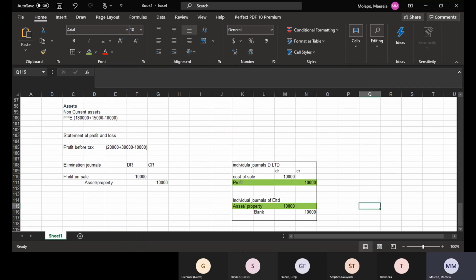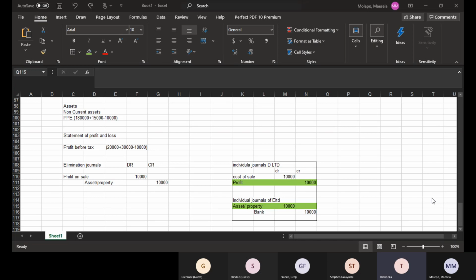So up to so far, is there anyone who has a question? Question? We are all clear. I will start with you, Tandega. So far, yes. Okay. Stephen, are you clear? Yeah, so far we're on the same page. And then Slindile. Glenrose.